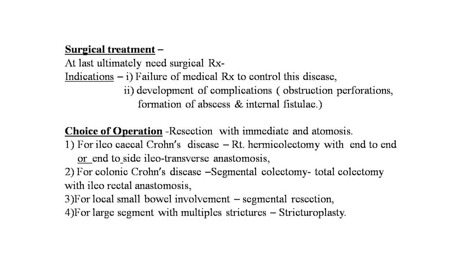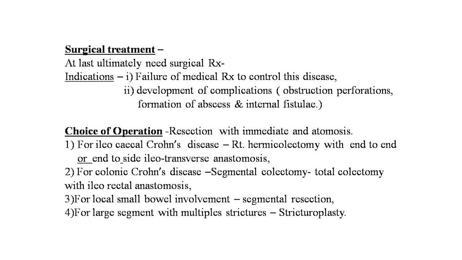Now the surgical treatment. Crohn's disease ultimately needs surgical treatment. Indications: failure of medical treatment to control the disease, development of complications, obstruction, perforation, formation of abscess and internal fistulas. Choice of operation in Crohn's disease: resection with immediate anastomosis.